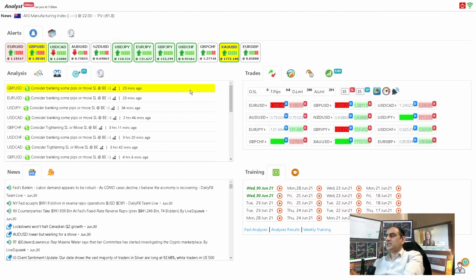All right guys, that's it for today. As you can see, we had amazing volatility and banked beautiful pips.